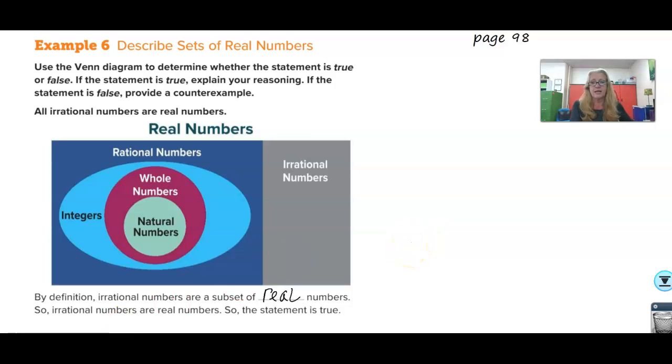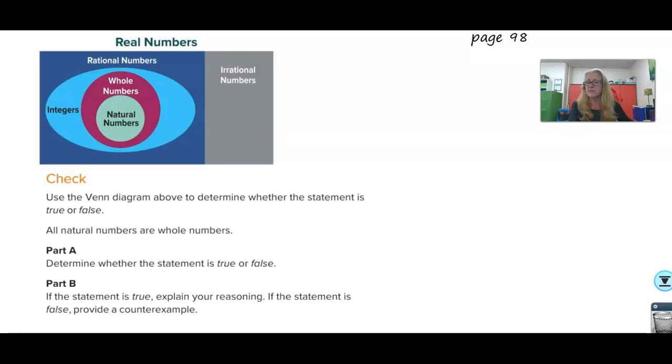I don't know about you, but I kind of hated this part of math when I was a kid. It's not my favorite. I like to solve for x.